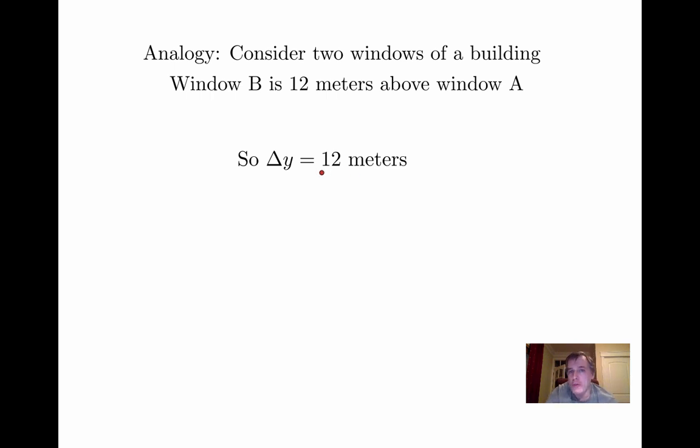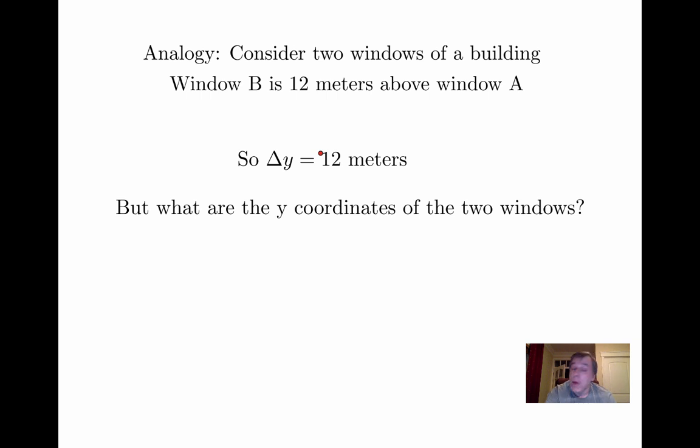This is all you need to calculate anything that can be measured physically. So for example, if someone tells you that a baseball is dropped from rest from window B, how fast is it moving when it reaches window A? You can calculate the answer using this 12 meters. But if you're asked what the y coordinates of each of the windows are, what's the y of window A and what's the y of window B, just from that information you cannot tell, right? You don't know the y of window A or window B. And actually, it can be anything you want.